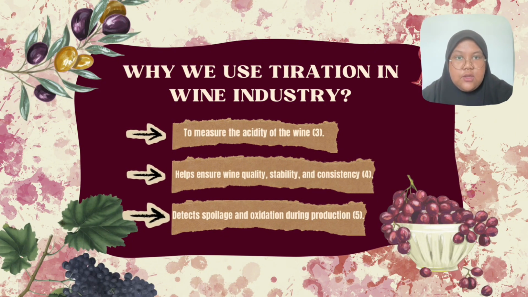Lastly, titration also can help detect spoilage and oxidation during wine production by measuring the level of sulfur dioxide in the wine. Sulfur dioxide protects wine from oxygen and harmful microorganisms. If a titration shows that sulfur dioxide levels are too low, the wine may be at risk of oxidation, which can affect its color, aroma, and taste. Regular titration testing allows winemakers to monitor sulfur dioxide levels, prevent spoilage, and help maintain the quality of the wine.